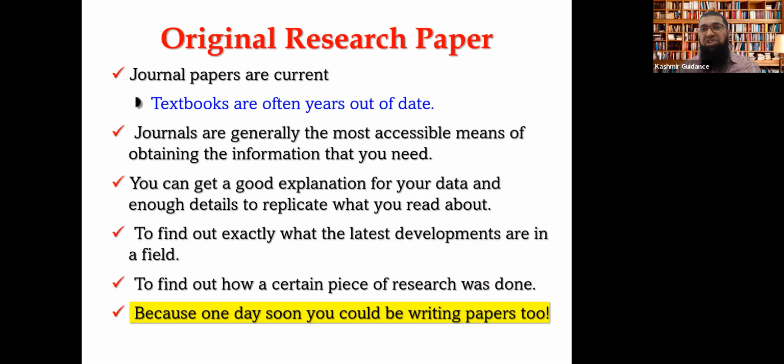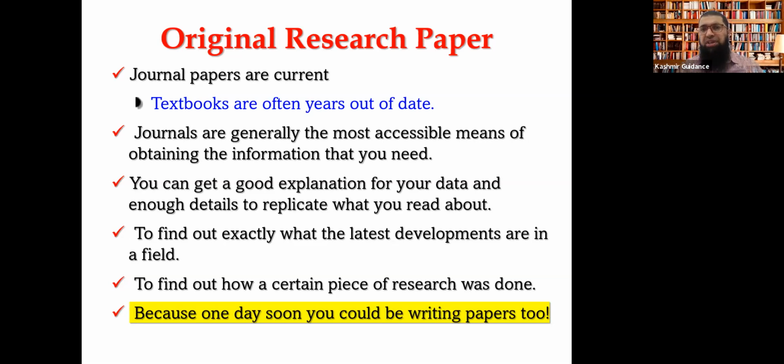Now let us move to the original research article. How do you read an original research article? You should know that an original research article is different from what we read in books. For beginners, they should understand the difference between a research article and an article written in a book. See, in a book, we mention chapters, and those chapters are mostly long.